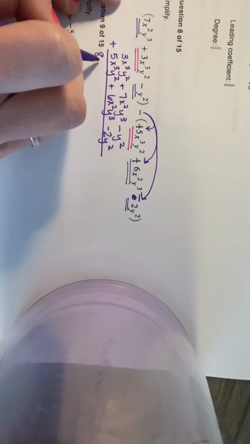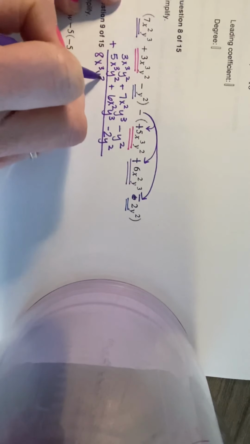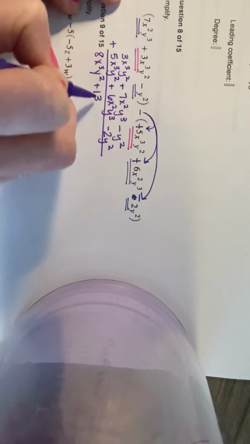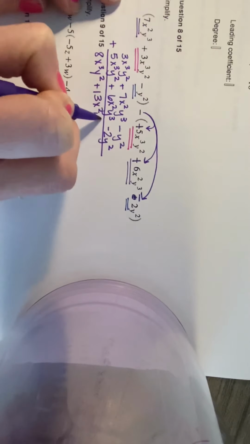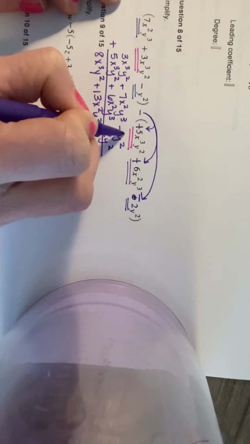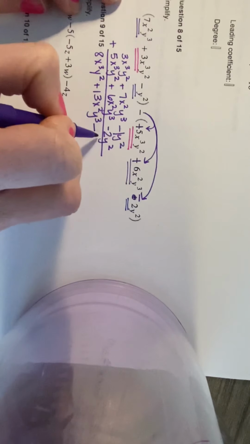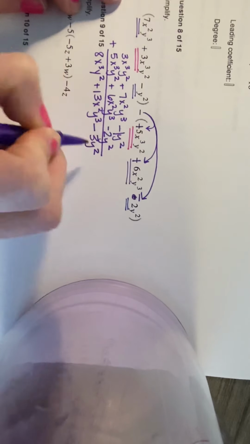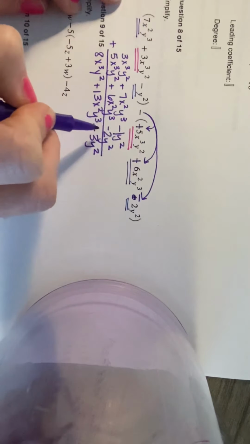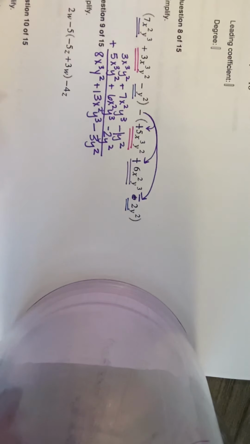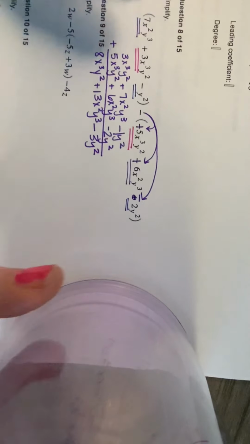Add them up. 3 plus 5 is 8. X cubed y squared plus 13 x squared y cubed minus, remember there's an imaginary 1 there. You owe me 1, you borrow 2 more, minus 3y squared. This is not a double negative. That only works in multiplication and division, okay?